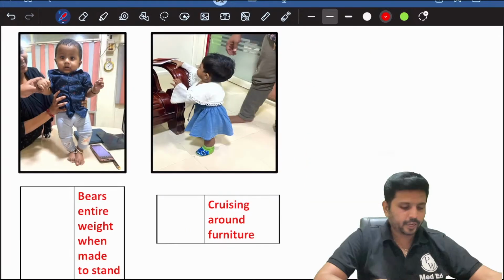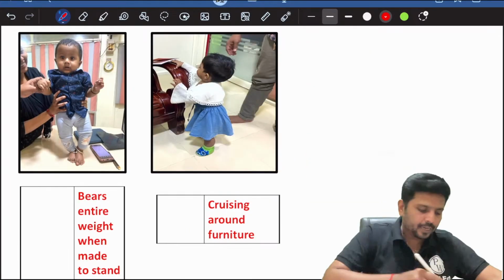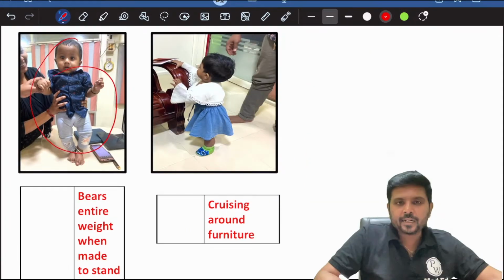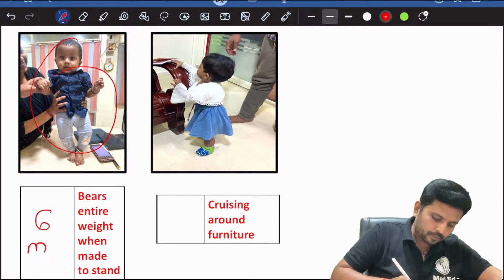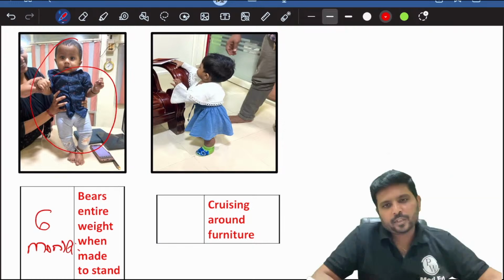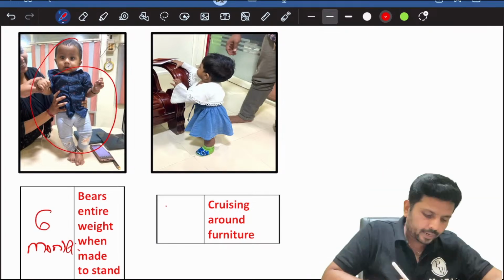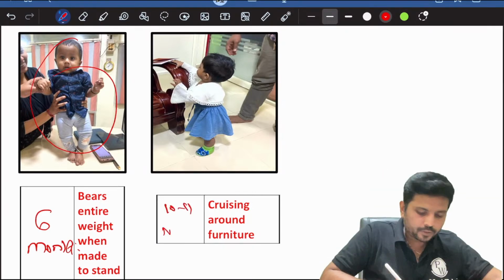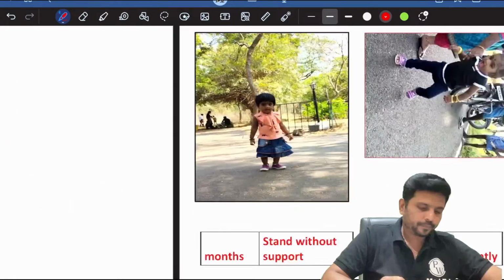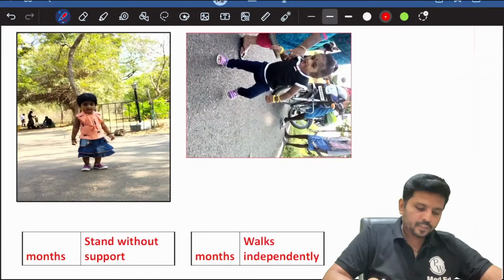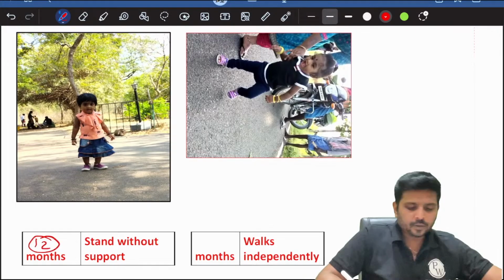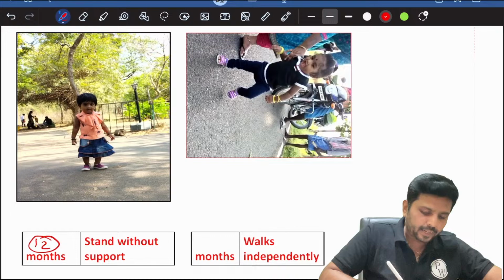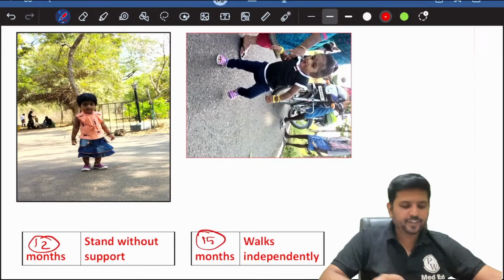Pivot. Okay. What is this? The child bears entire weight when made to stand. This occurs by 6 months. Cruising around the chair, again 10 to 11 months. Stands without any support, 12 months. Walks independently, 15 months.